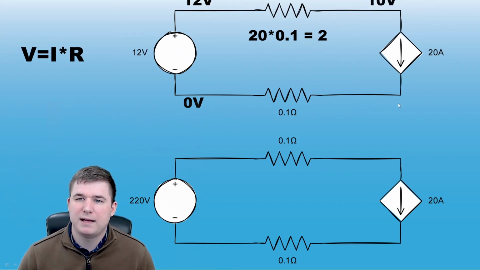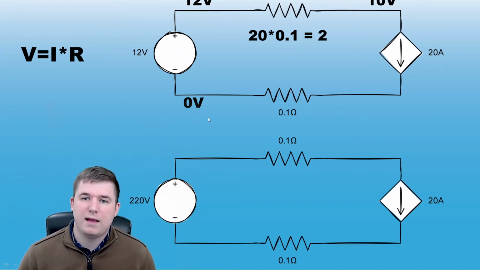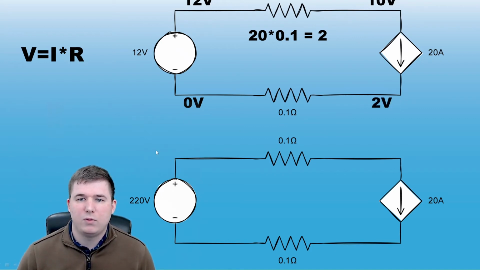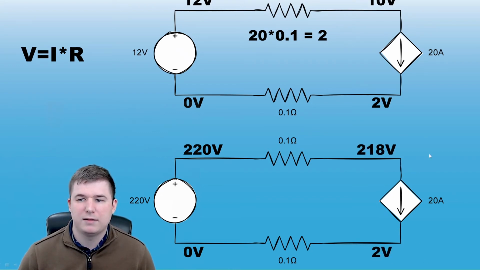And here on the bottom side, it's still 20 amps flowing across this resistor. It's still 0.1 ohms. That means there's got to be a 2 volt drop across. And we've got 0 volts here on the left, so it's going to be 2 volts here on the right. And we'll do the same thing here for the 220 volt circuit. That's 220 volts on top, 0 on the bottom. It's still 20 amps flowing through the 0.1 ohm resistors. That's still a 2 volt drop. That leaves us with 218 volts on the top and 2 volts on the bottom side of this load on the right hand side.